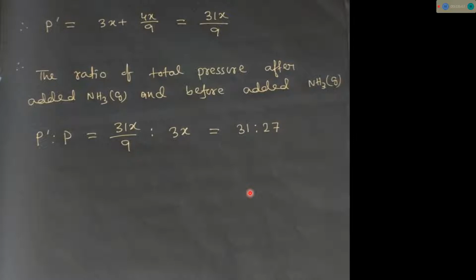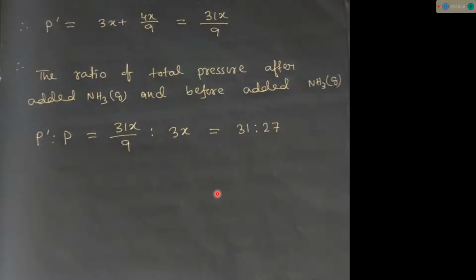So if we calculate this, it becomes 31:27. Yeah, this is a very conceptual question from chemical equilibrium. I hope you guys understood this whole calculation. So if the question asks for the ratio of the total pressure before adding NH3 to after, then this will just be the opposite, that is 27:31.